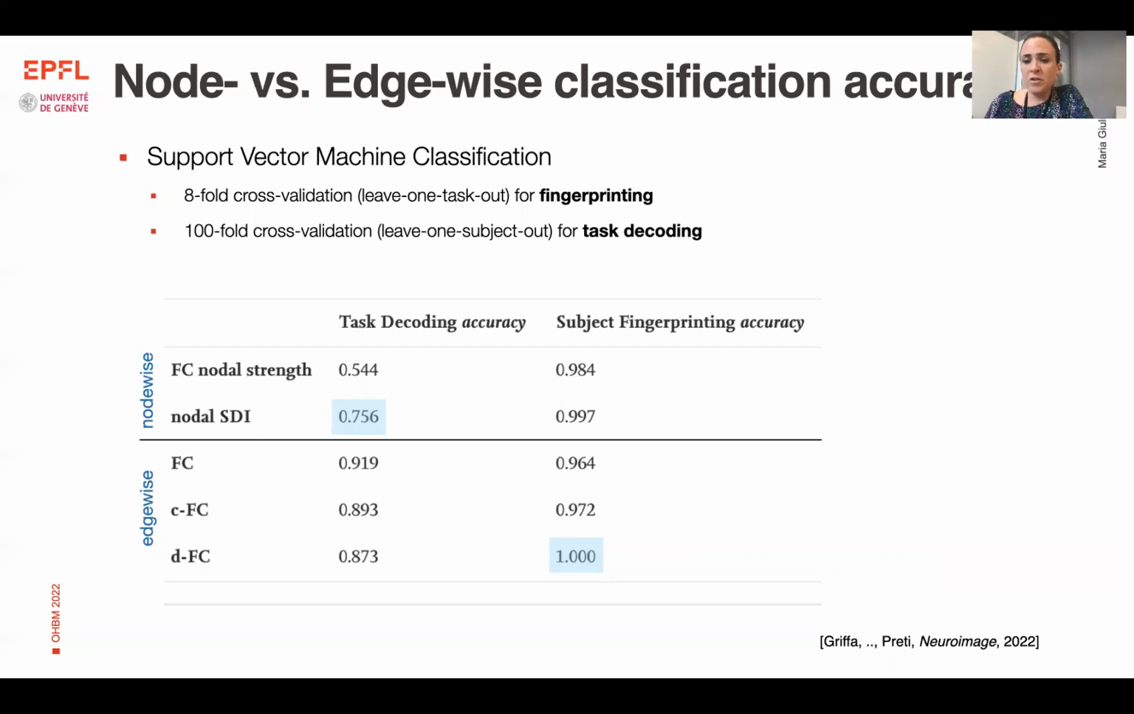While for subject fingerprinting, what we can remark is that the accuracies are very high, both for functional connectivity and for structure function coupling, but the highest accuracy is reached by the decoupled portion of FC. So we can interpret that saying that indeed in the decoupled portion of the functional signal we can find the information that is really specific of different individuals.